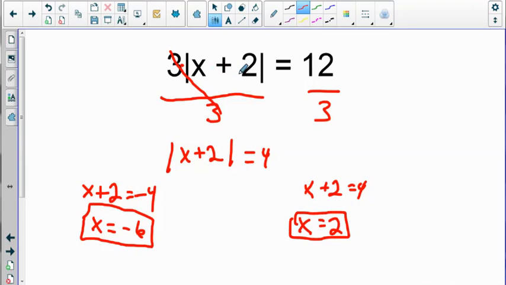Okay, -6 plus 2 is -4. The absolute value of -4 is 4. 3 times 4 is 12. Look at the other one, too. 2 plus 2 is 4. Absolute value of 4 is 4. 3 times 4 is 12. It works. So both of them work.